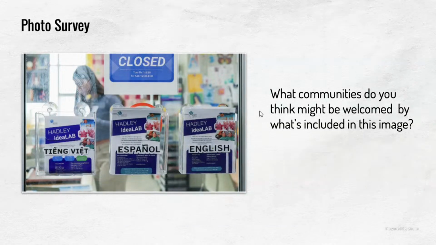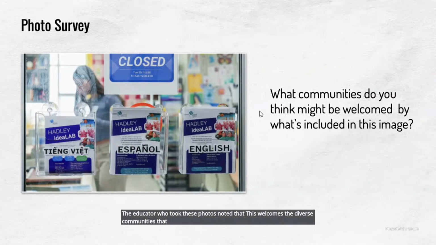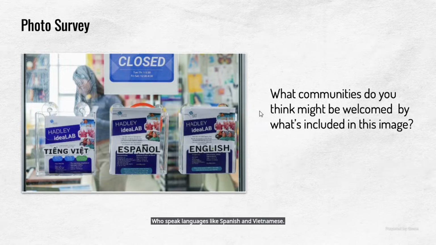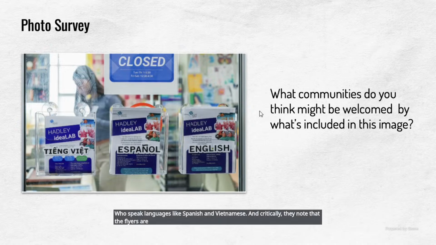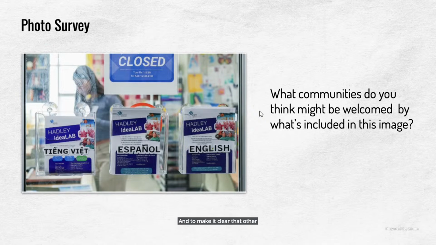The educator who took these photos noted that this welcomes the diverse communities that the library branch serves. They have large immigrant populations in the area they serve who speak languages like Spanish and Vietnamese. And critically, they note that the flyers are labeled in the language itself rather than in English to help decenter English as the dominant language in the space and to make it clear that other languages are valued here.